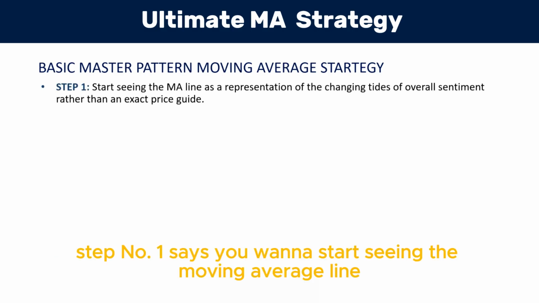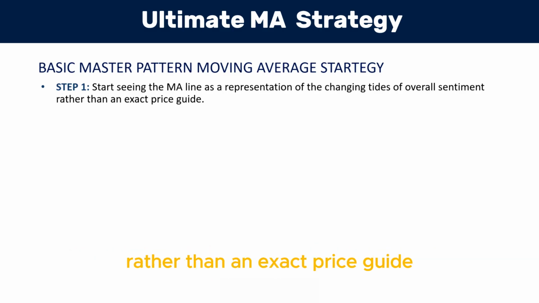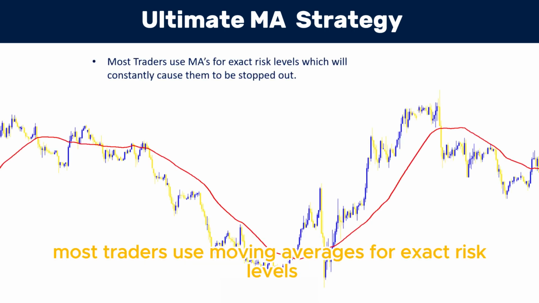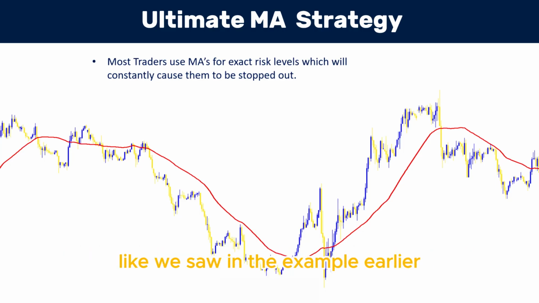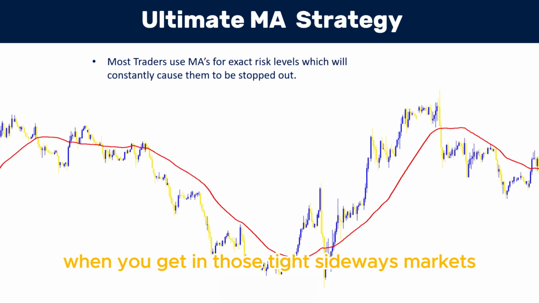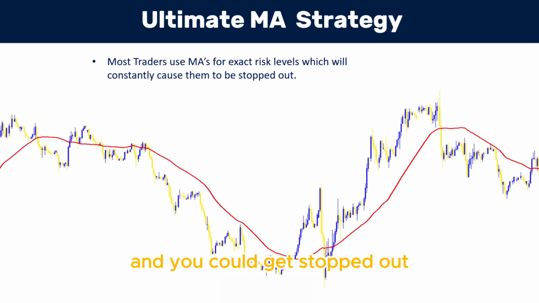Step number 1 says you want to start seeing the moving average line as a representation of the changing tides of overall sentiment rather than an exact price guide. Now, here's what I mean by that. Most traders use moving averages for exact risk levels, which will constantly cause them to be stopped out. Like we saw in the example earlier, when you get in those tight sideways markets, there's a lot of crossovers that end up being false and you could get stopped out.